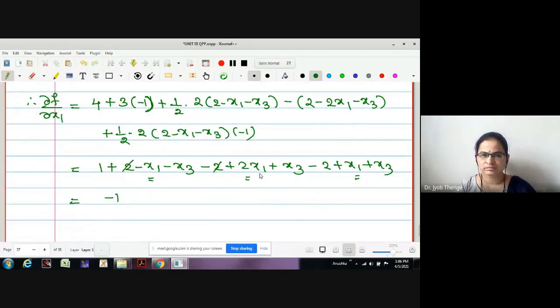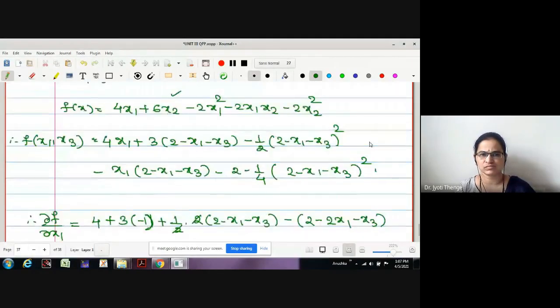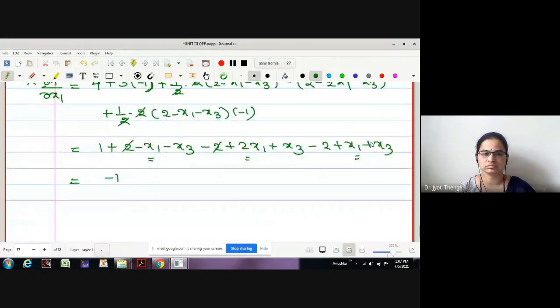Minus x1 minus x2, is it cancelled? Minus x2 minus x3, minus 2x1, plus 2x1 plus x3 plus 2, also difference. Multiply the negative: minus 2 minus x1 minus x3. Here it was given minus 3x1. Okay, I'm checking again. We are left with 2x1 only, no? Minus x1 plus x1 cancel. We are left with 2x.